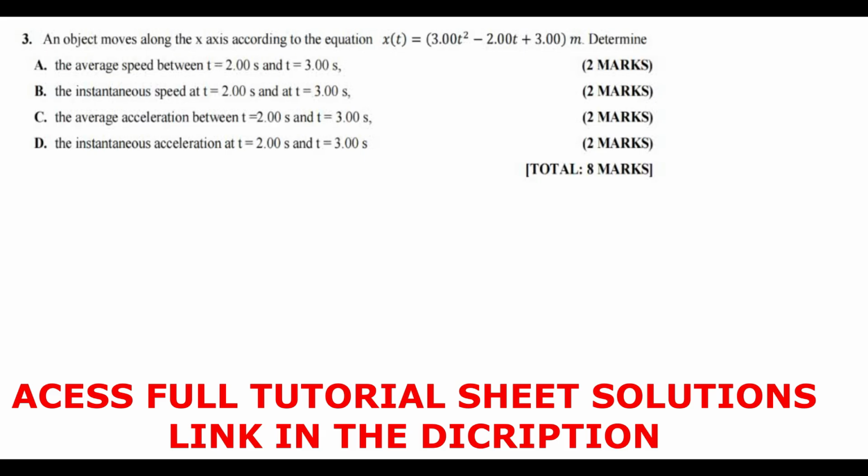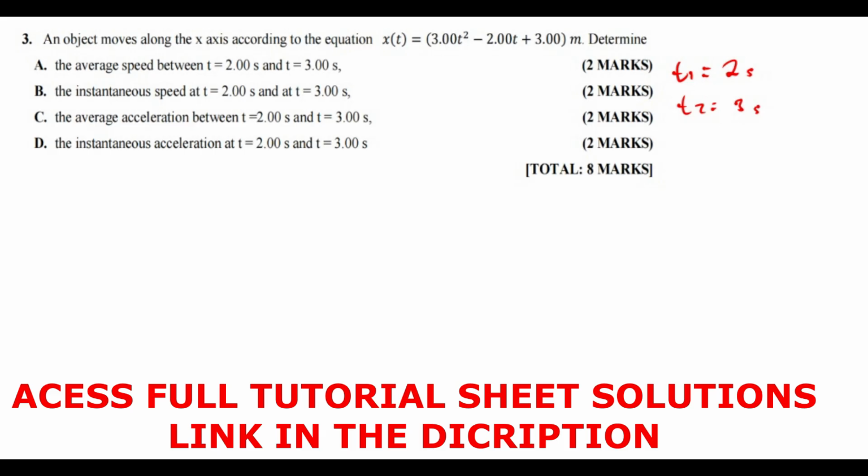Question 3 is saying an object moves along the x-axis according to the equation x of t is equal to 3t squared minus 2t plus 3, where x is in meters. We know already this is the distance. So determine part A, the average speed between t is equal to 2 seconds and t is equal to 3 seconds. In this case, when we want to find the average speed, we have got 2 times. So t1 is equal to 2 and t2 is equal to 3 seconds.